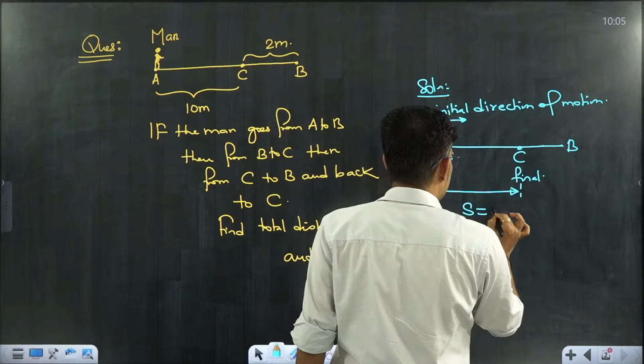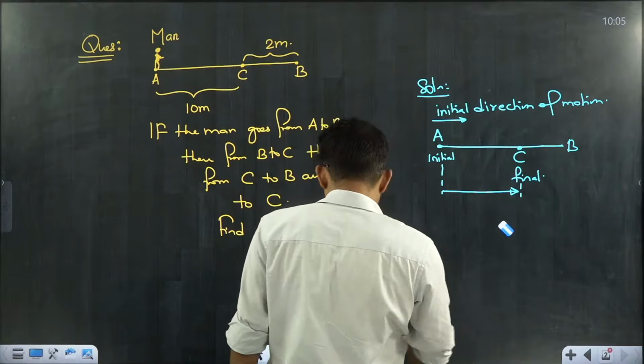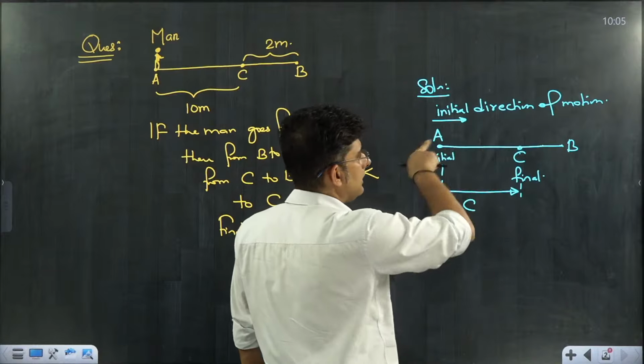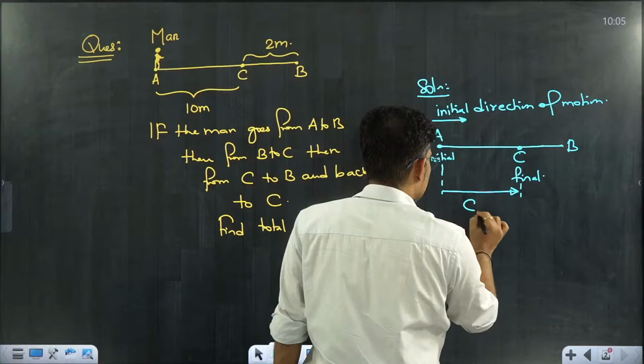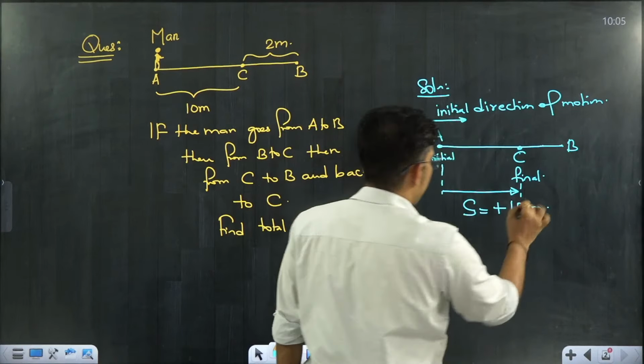So this is nothing but 10 meter, and that too positive. Why positive? Because the final position is in the same direction as the initial direction of motion. So displacement will be plus 10 meter.